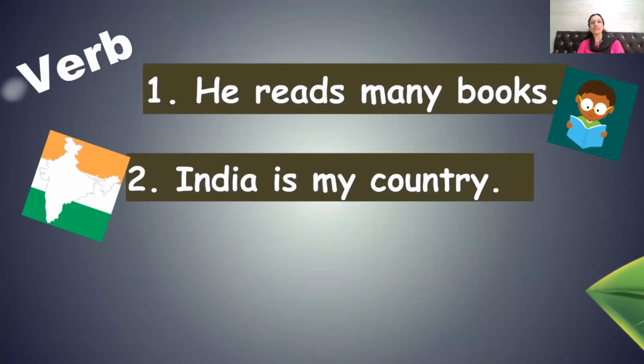So which is the action word in the first one? Reads. It's a verb. Second one, where is the action word? Is. Not an action word, but it's a state of being. So a verb is not just an action word, but also a word that suggests the state of being of an individual or of an entity. So is also a verb.